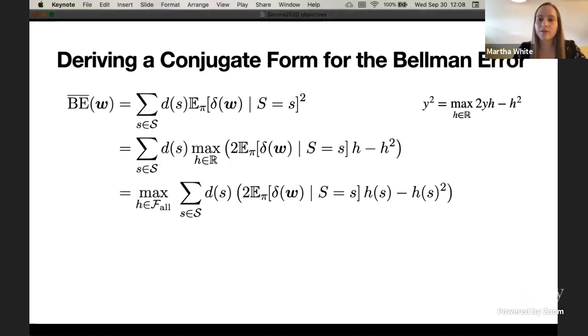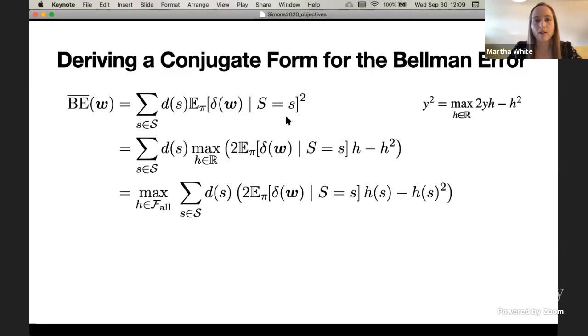Okay, so the steps for this are actually very simple, which is one of the things I love about it. So first, let's just write out what the Bellman error is. This first line is just the definition of the Bellman error. We're looking at across all states weighted according to D. So this outer sum is an expectation over states. We're just asking what's my expected Bellman error from that state according to policy pi.